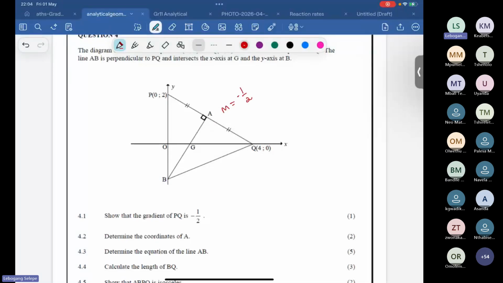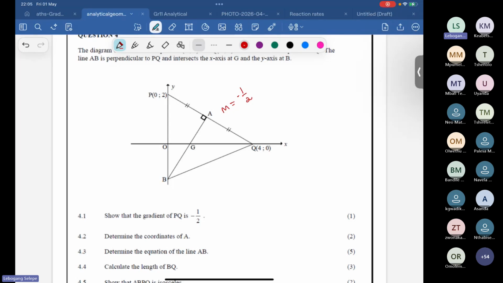Then now they say to determine the coordinates of A. How am I going to determine the coordinates of A? It's the midpoint, ma'am. You're going to use the midpoint formula. Midpoint formula, you add the two x values, you divide by 2. You add the two y values, you divide by 2. And that's your answer, right? Determine the equation of the line AB. How are you going to do that?